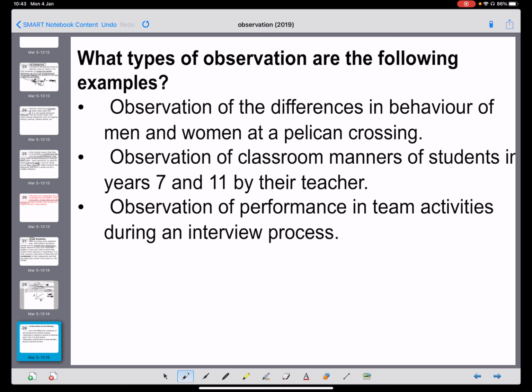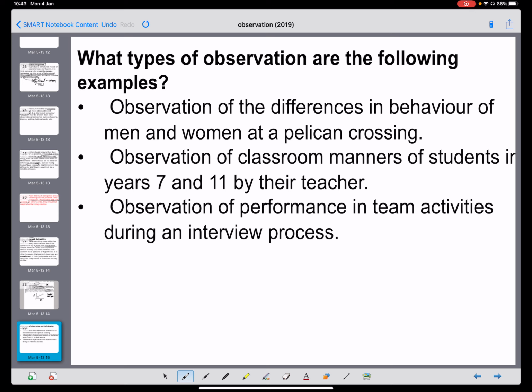Now there's a couple of questions here. What type of observation are the following examples? Observation of differences in behavior of men and women at a pelican crossing. Okay, so it can be naturalistic, because I don't have a pelican crossing in my room. Could also be overt or covert, depending on the scenario.